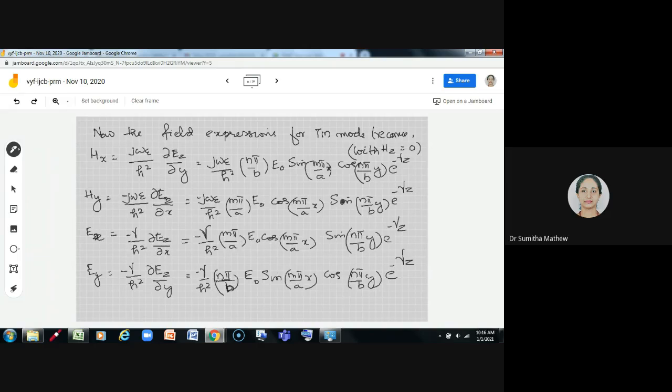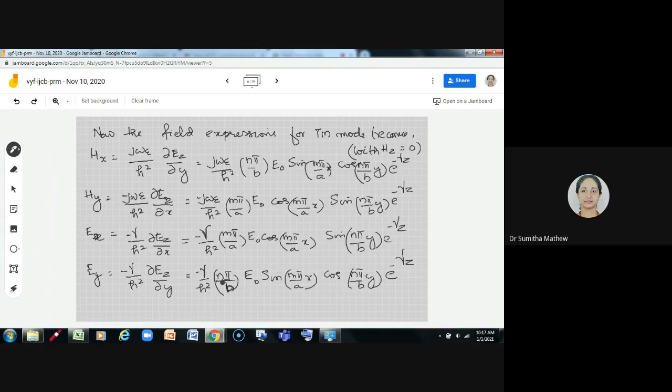We need not look at the remaining terms because already m and n are 0. Then same case for Ex and Ey. M is 0 and n is 0. Okay, all the 4 equations would become 0. Nothing would exist. So m equal to 0 and n equal to 0 will make all the fields vanish, which means that such a condition is not giving us any result. It cannot exist. So we do not take m equal to 0, n equal to 0 at all for TM.